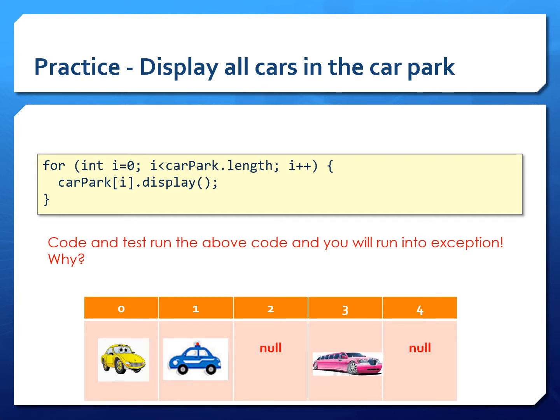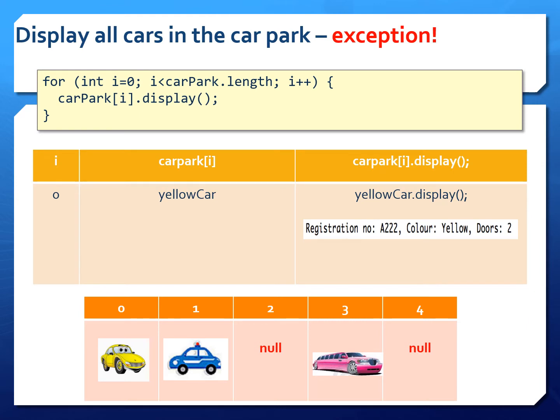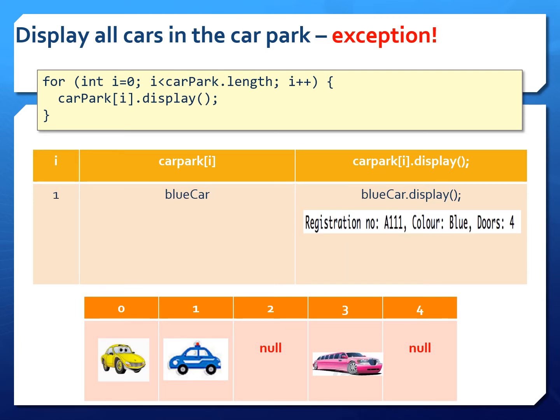Test run the above code and you will run into an exception. Let's examine why the exception occurs. The loop starts at i equals 0, and it will retrieve the yellow car object for display. Next, the loop counter i goes to 1, and it will retrieve the blue car object for display.